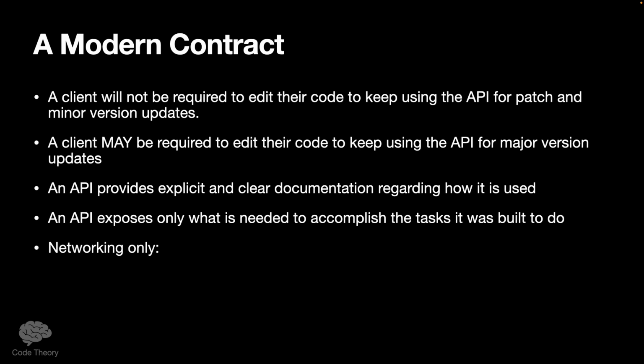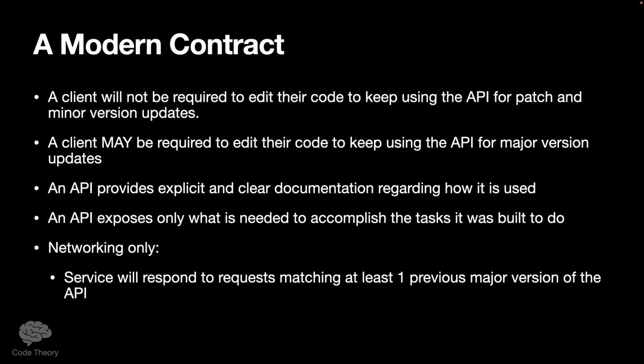And then when we're talking about networking specifically, and this will make more sense once we talk about networking a bit more, services will respond to requests matching at least one previous major version of the API. Basically what this is saying is, if a service updates to a new major version, they at least promise that they're not going to immediately break all apps that are currently using the existing version of the API. That there's a grace period in which they can update their apps to use the new API.